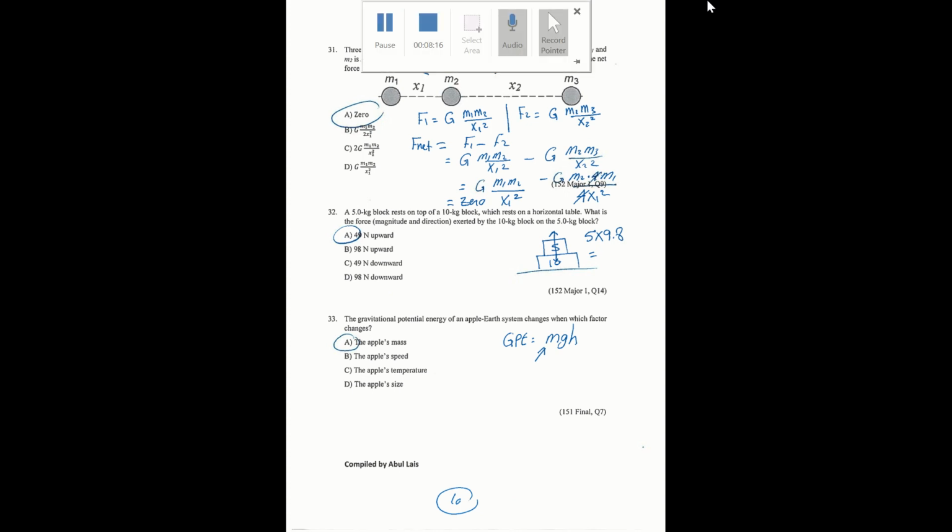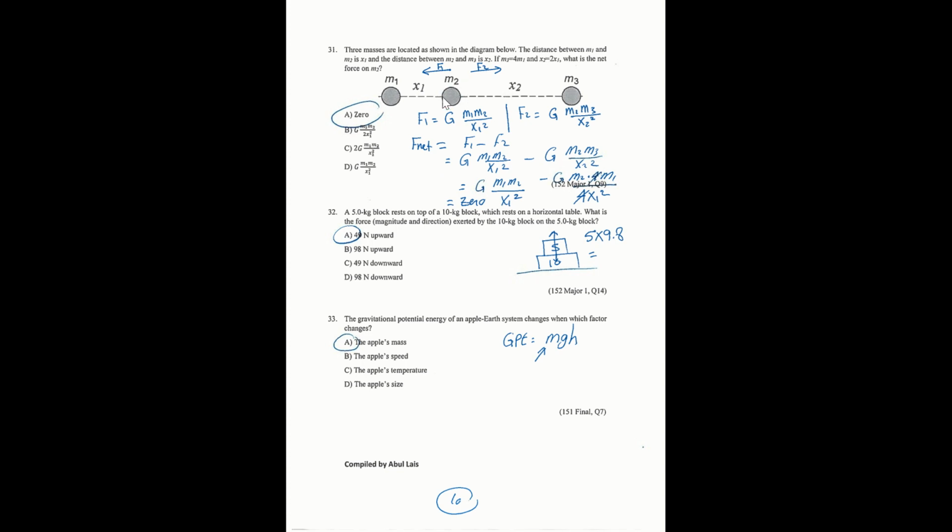Now 31 is kind of a tricky question. It asks that three masses are located as shown in the diagram below. The distance between m1 and m2 is x1, and the distance between m2 and m3 is x2. If m3 equals 4m1 and x2 equals 2x1, what is the net force on m2?